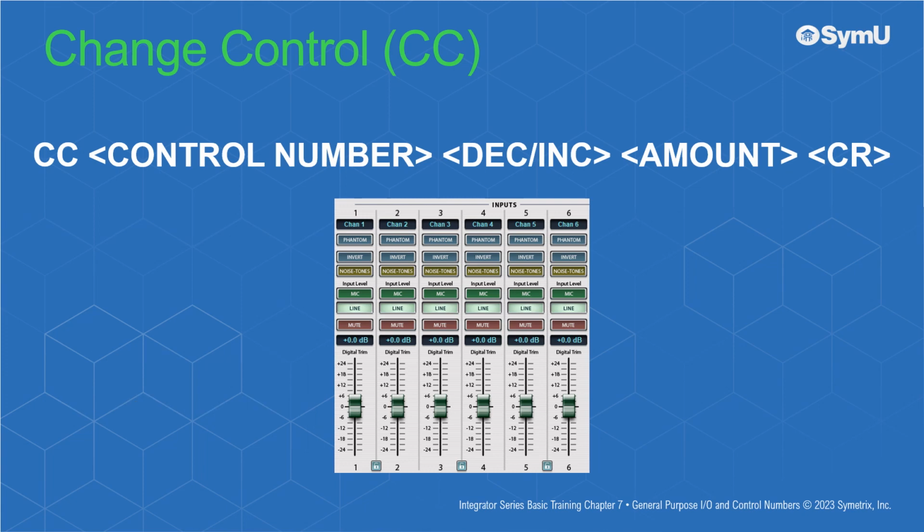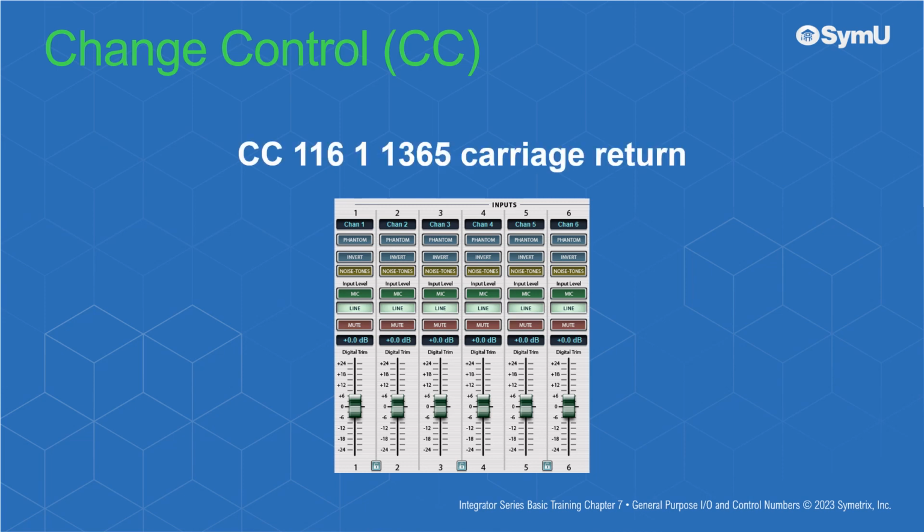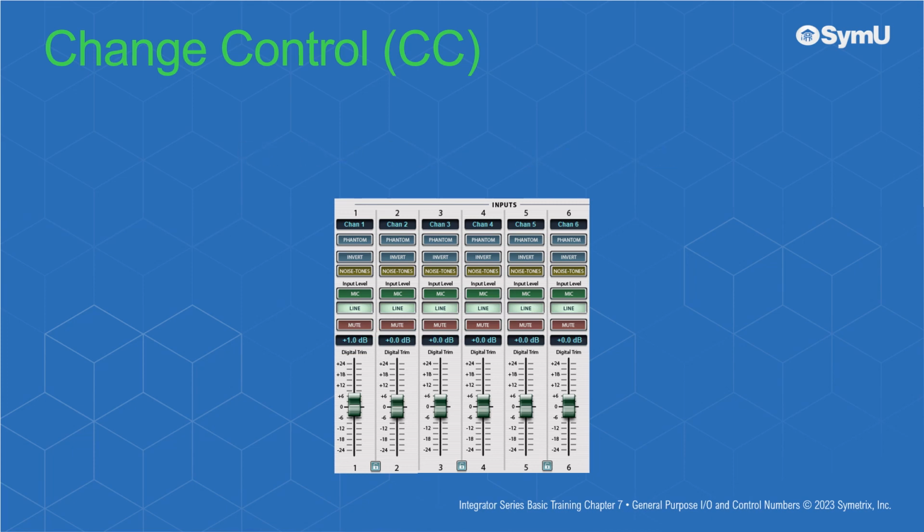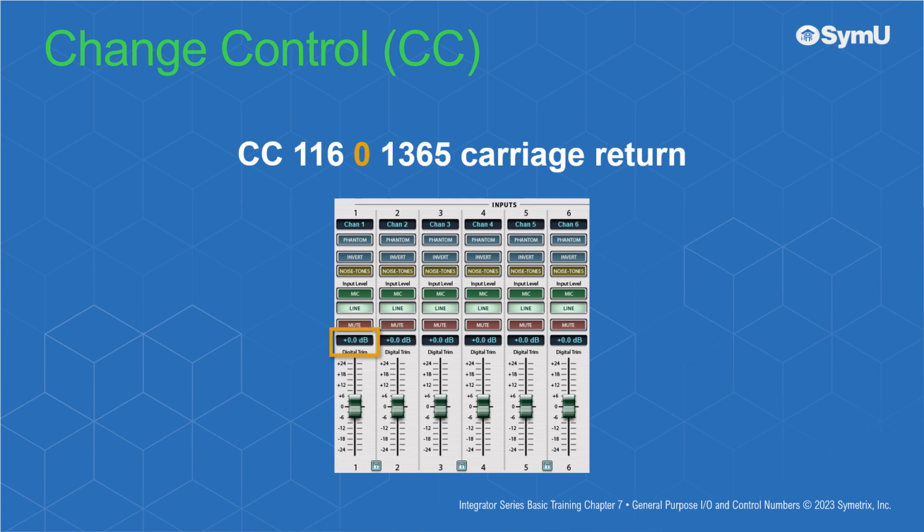To increment the fader, use a value of 1 in the increment-decrement field. With that in mind, the command would be CC space 116 space 1 space 1365, then the carriage return. Now, move the fader down by 1 dB by entering a value of 0 in the increment-decrement field. The command would be CC space 116 space 0 space 1365, then the carriage return.